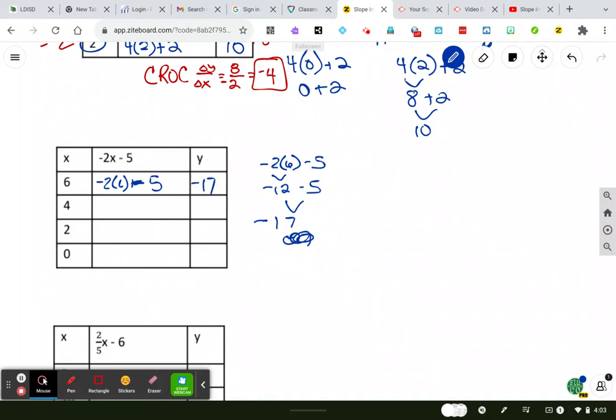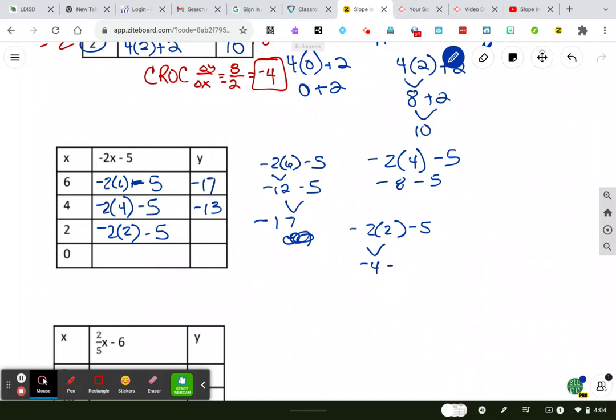So you've got to watch your signs here. Negative 2 times positive 4 minus 5, that's negative 8 minus 5, and that gives you negative 13. Negative 2 times 2 minus 5, so each time I'm just putting in that x value. That's negative 4, and negative 4 minus 5 is negative 9. Keep going. Negative 2 times 0 is 0, and 0 minus 5 is negative 5.